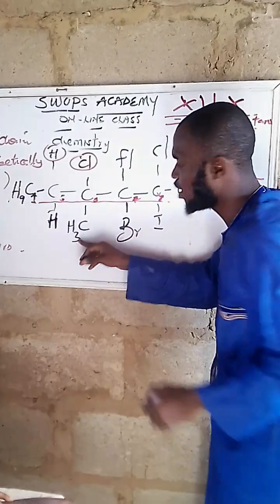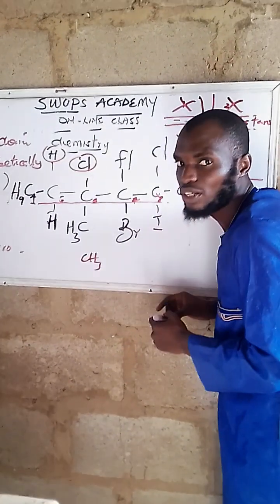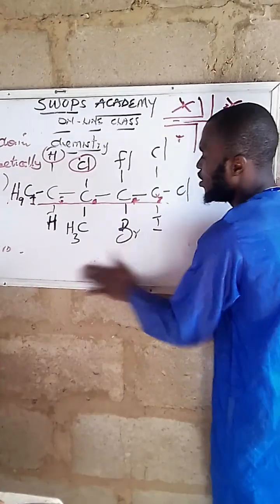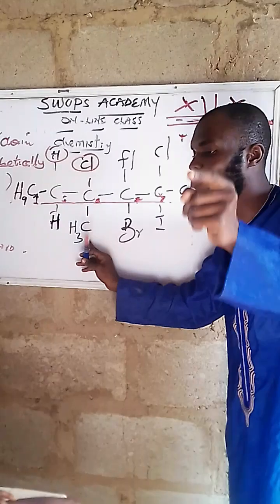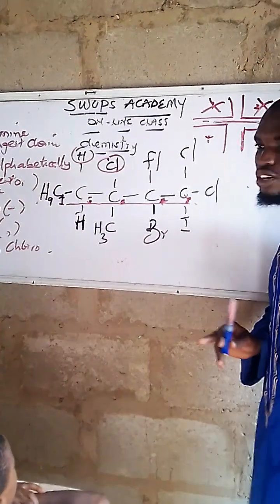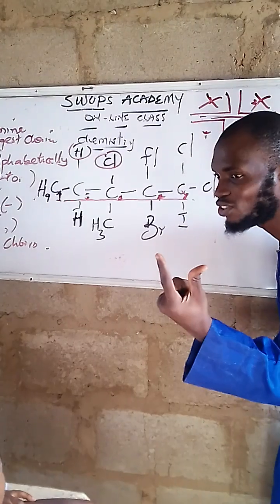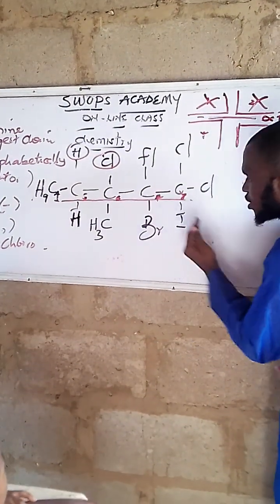Methyl. The same way they can write it like this, or they can write it like this, CH3. So they can put it anyhow. This is methyl, CH3. It is deducted from what? CH4, which is methane, and we go to methyl. Deduction of how many hydrogen? 1 hydrogen. Now this is methyl. This is bromine. This is iodine.